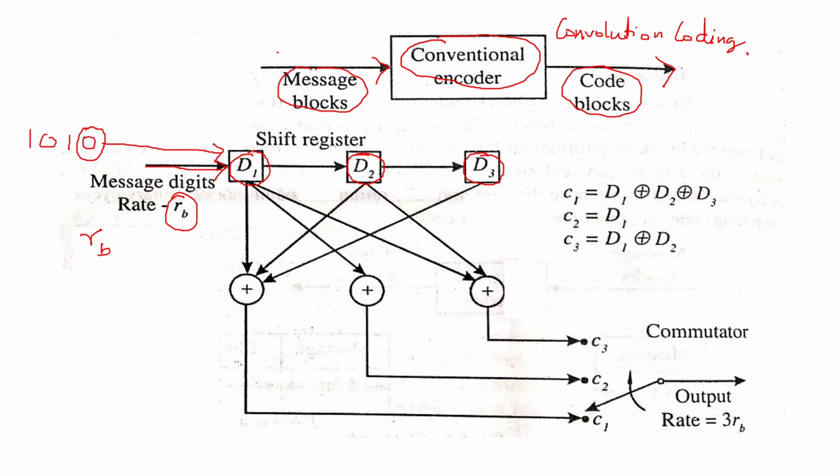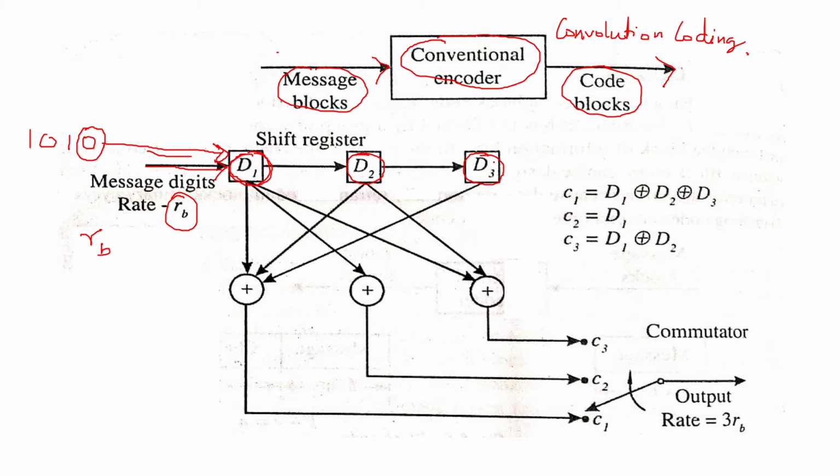Once this 0 enters the first shift register D1, we are going to do certain operations. Initially, before entering the first bit, we have cleared all the shift registers. Now we are going to enter the first bit, which is 0. That 0 will be in D1, and D2 is cleared, because of that it will have 0.